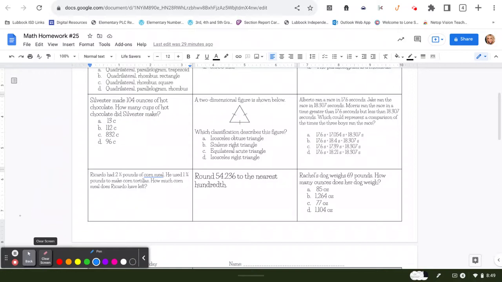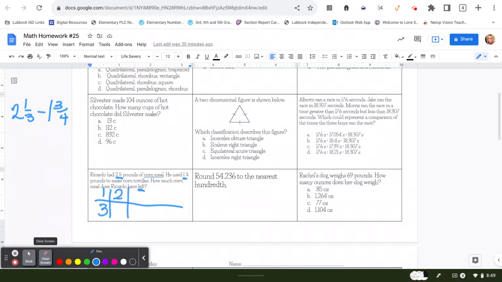Next, Ricardo had 2 1/3 pounds of cornmeal. He used 1 3/4 pounds to make corn tortillas. How much cornmeal does Ricardo have left? So we're subtracting here 2 1/3 minus 1 3/4. So step 1, ratio table. I'm going to start with 1/3 because the denominator is lower.